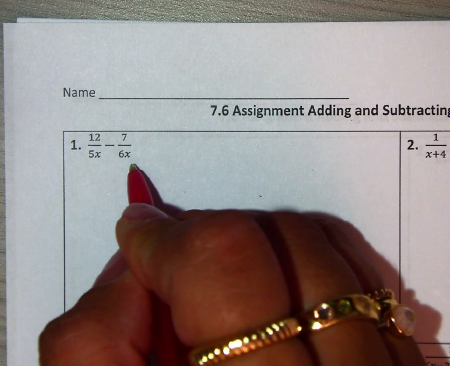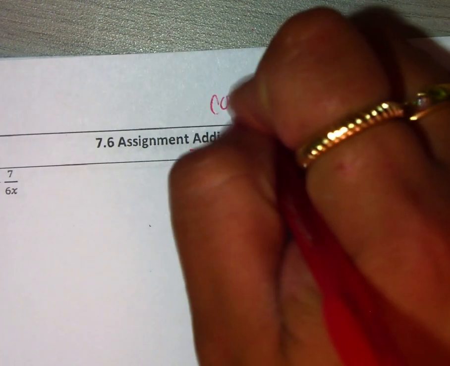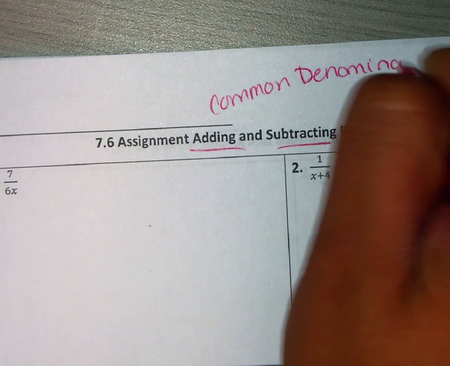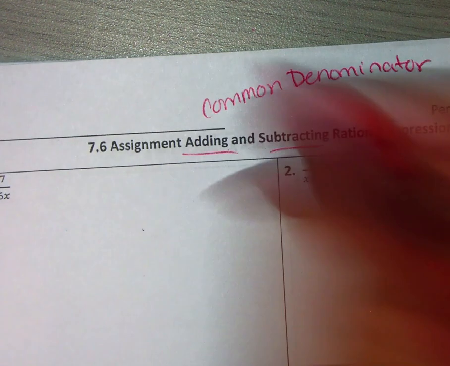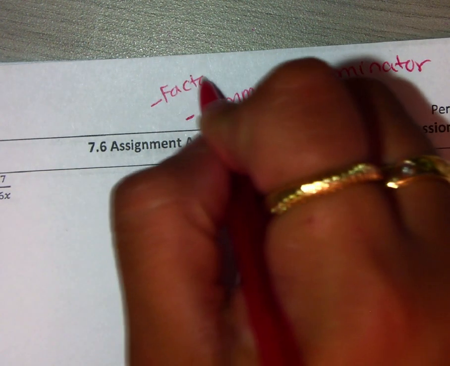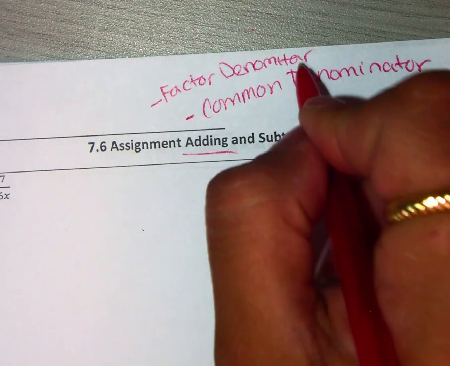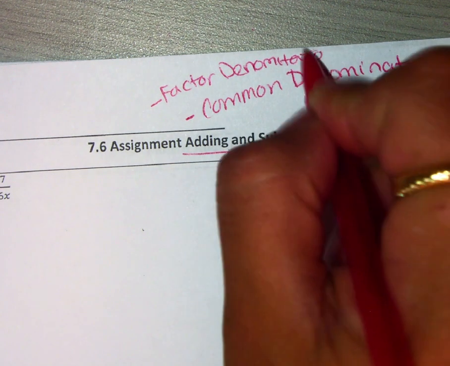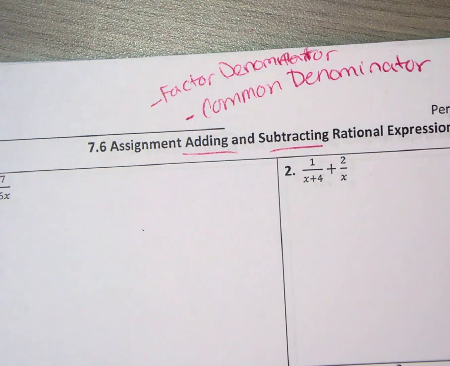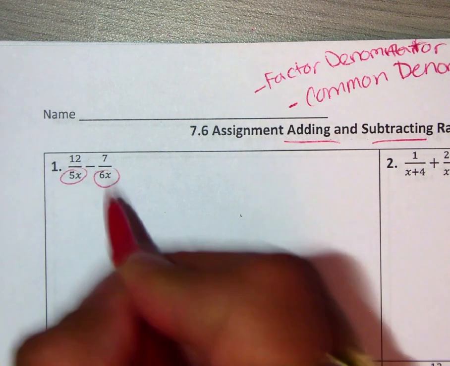All right, so when we subtract or add, the first thing we want to do is notate that we need the common denominator. And then in order to create the common denominator, we first need to factor the denominators. We want to factor them so we can see how they can become the same denominator. So we are going to factor the denominators.